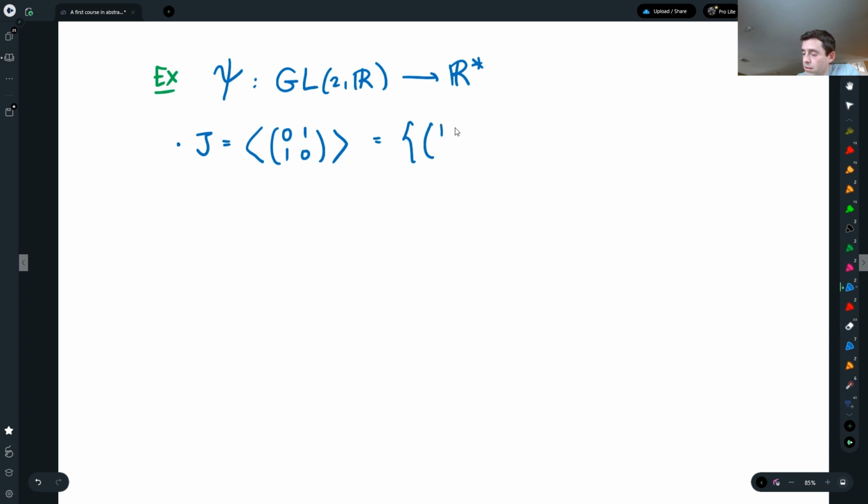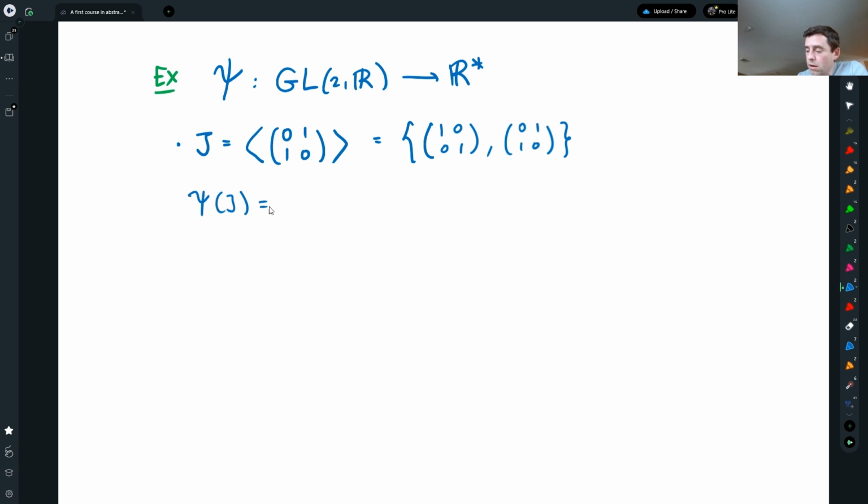So I'm just going to write the elements. There's exactly 2 elements. Okay. And so what is psi of J? I just need to do psi of one element, psi of the other. The determinant of 1001 is 1, and the determinant of 0110 is -1. So this is, in fact, a subgroup under multiplication, the subgroup of R star generated by -1, and it is a subgroup, as it should be, because we just proved it should be a subgroup.